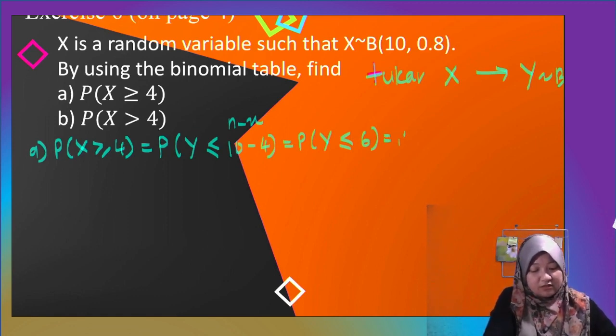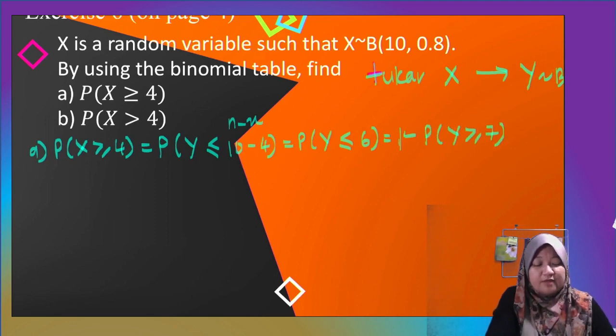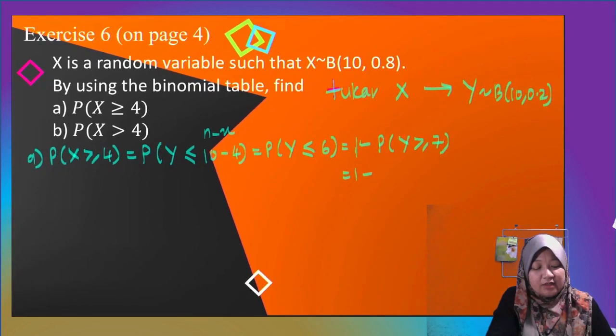Okay. So, macam mana kita nak tukar ni? Y less than or equal to 6. So, kita ambil 1 minus probability Y greater than or equal to 7. So, cari dalam table, probability awak adalah 0.2, n adalah 10, dan r awak adalah 7. Jadi, kita akan dapat yang ni adalah 0.00009. So, awak akan dapat 0.9991.